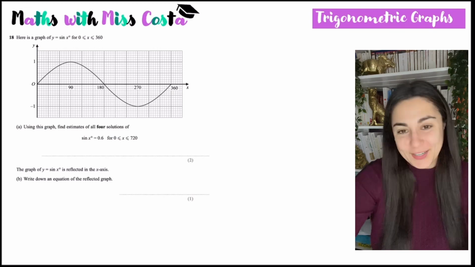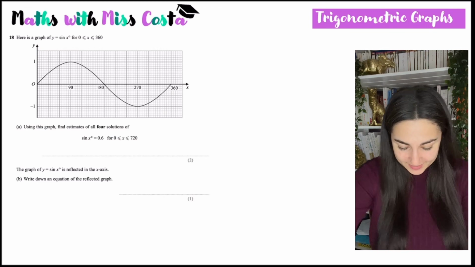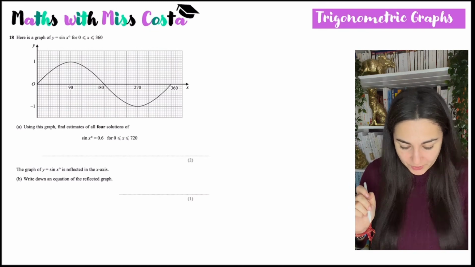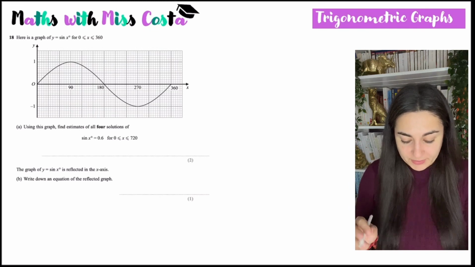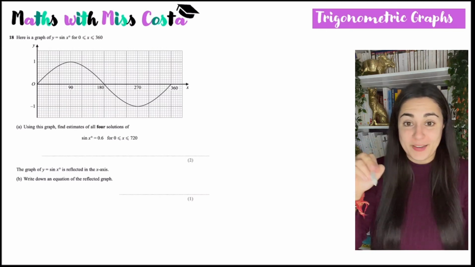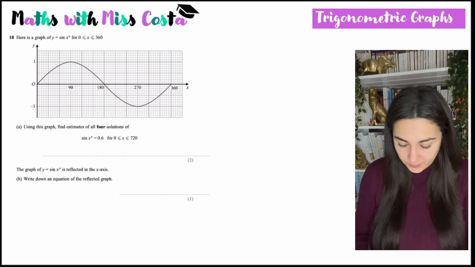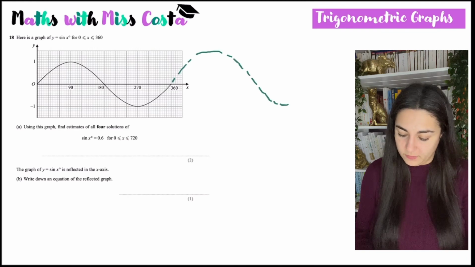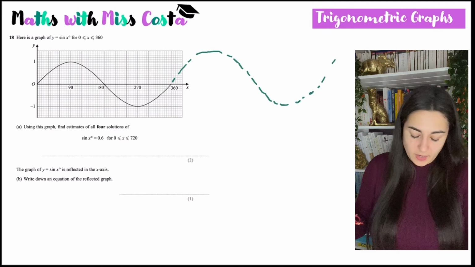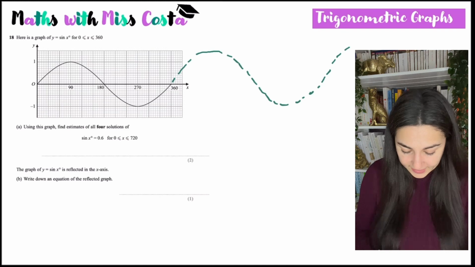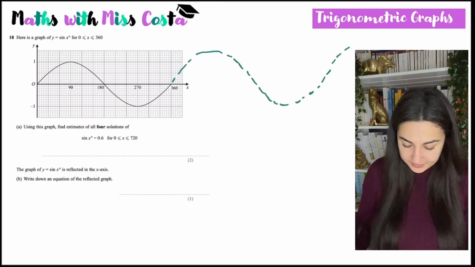So here we've got a trigonometric graph, and this is a trigonometric graph of the sine curve. So we're shown the graph between 0 and 360, but obviously it's a repeating pattern, so it's just going to repeat and do the same for infinity. Okay, so using this graph, find estimates of all four solutions of sine x is 0.6 for 0 to 720.